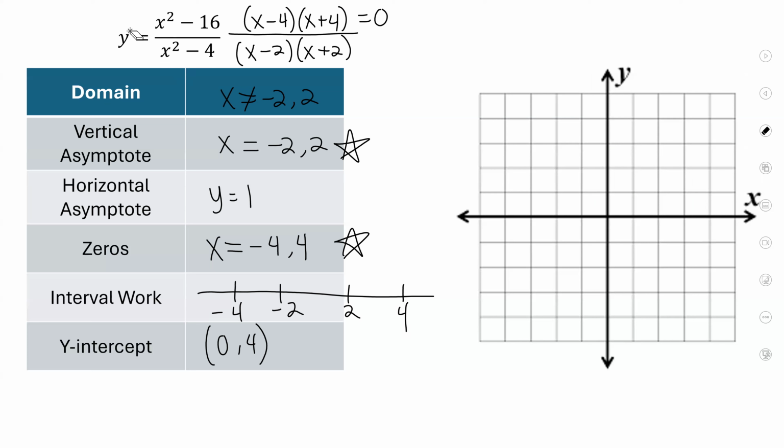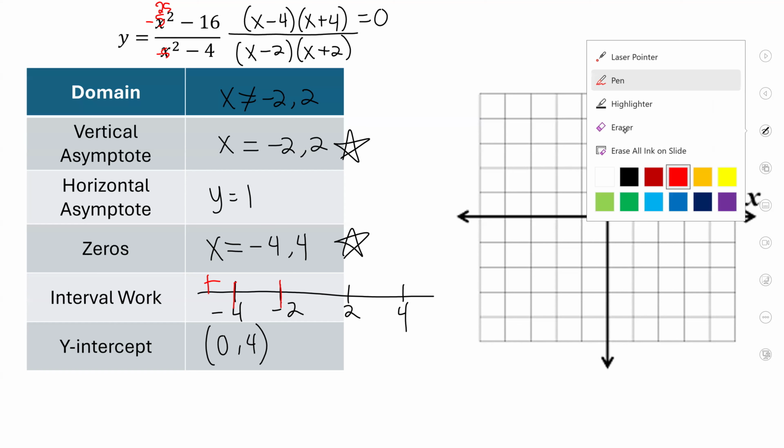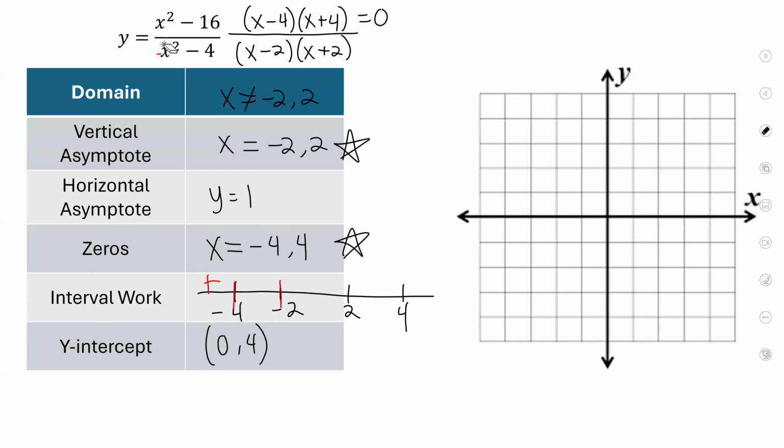Remember, guys, whenever you square something, it becomes positive. So if I plug in a -5, this becomes 25. So 25 minus 16 and 25 minus 4 are both positive numbers. Now let's plug in something between -4 and -2. I'll plug in -3. So if I plug in a -3, this will become 9 minus 16 over 9 minus 4. This is a negative over a positive. So that's negative.